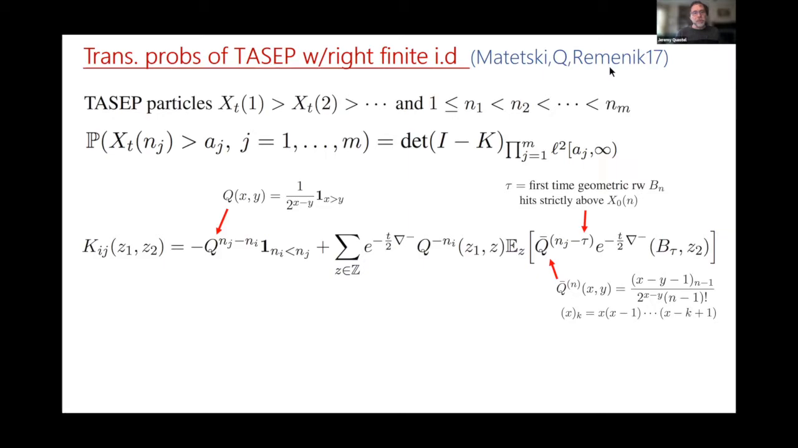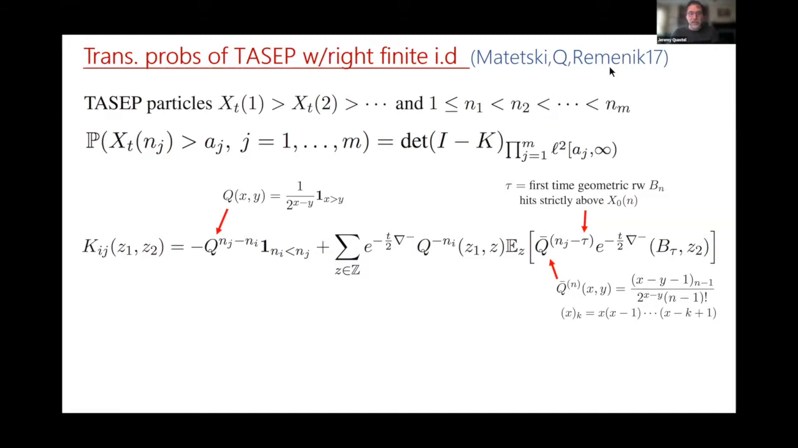The positions of the particles at time t are called x1t, ordered from the right. That's just a tradition. And you want to look at m of those particles at time t, and that corresponds to the m-fold distributions, the m-point distributions of the height function at time t. It's just a translation of that.